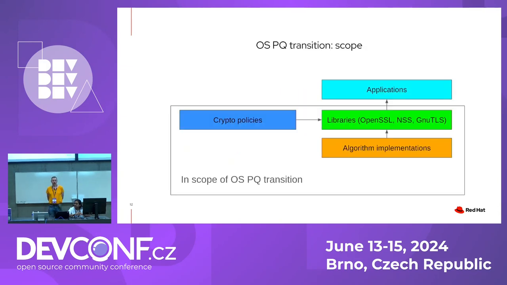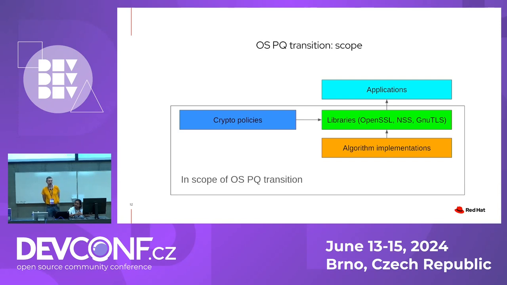Okay, so now let's turn from theory to less theoretic parts. What is the scope of the post-quantum transition when we are speaking about the operating system, about Fedora, about RHEL? On this slide you see how the architecture is organized. There are crypto algorithms implemented either inside or as plugins in several crypto libraries. In the case of RHEL and Fedora, there are only three major libraries: OpenSSL, NSS, and GnuTLS.